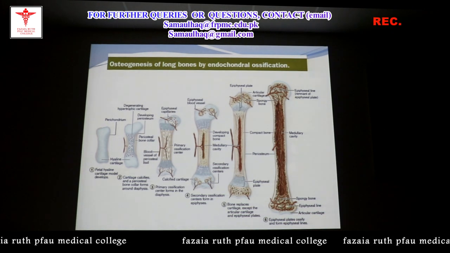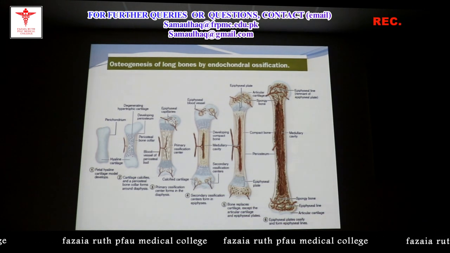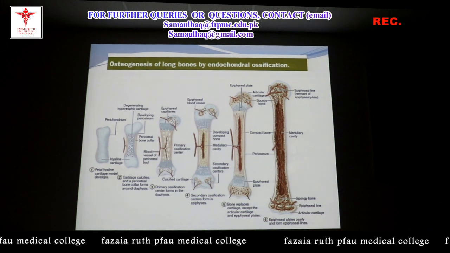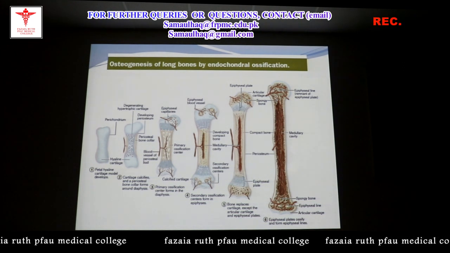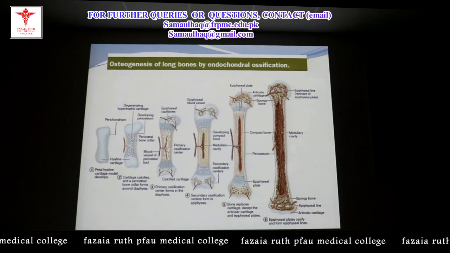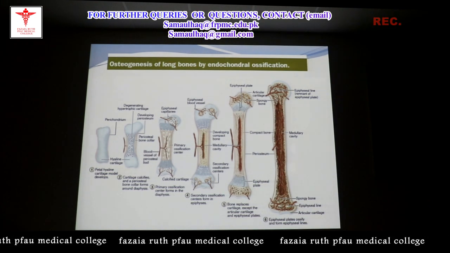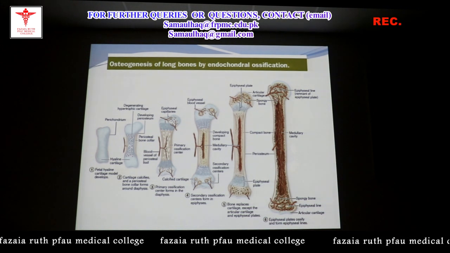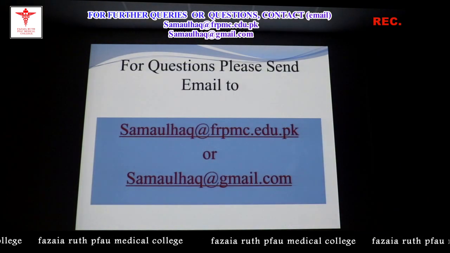And the third type is membrano-cartilaginous ossification. In our body there are certain bones which originate from a cartilaginous model as well as a membranous model. Mainly these are the bones forming the skull, which will be discussed later, inshallah. So this is all about the bone, spongy and compact bone.